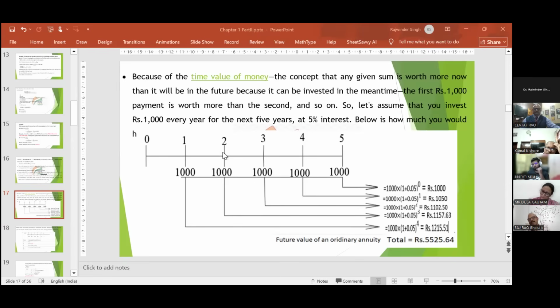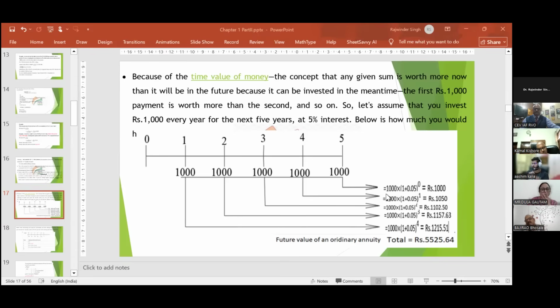Then this 1,000 which was deposited at the end of 2nd year, for how many years will it attract interest? 3 years. This 1,000 will attract for 2 years, and 1 year. And the one deposited at the end of 5th year, for how many years will it attract interest? Nothing. Zero. No interest. Anything raised to power 0 is 1.